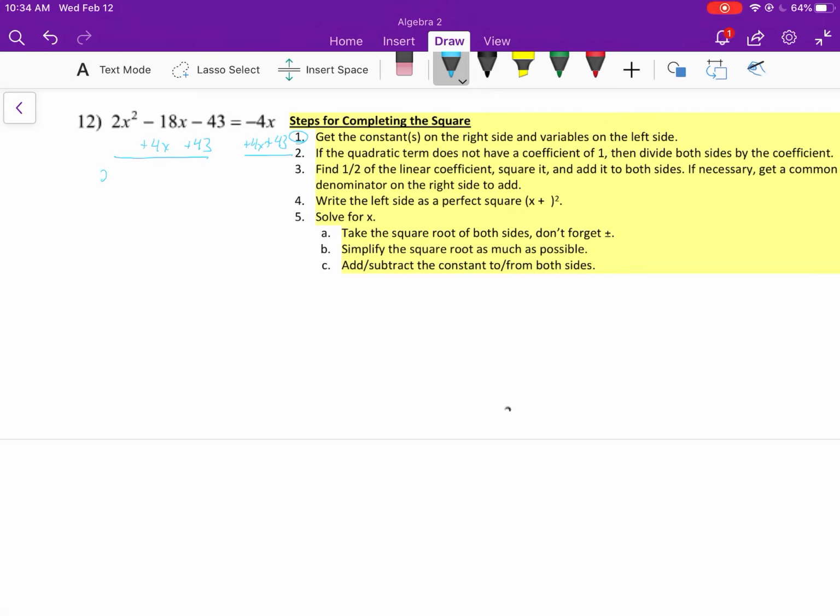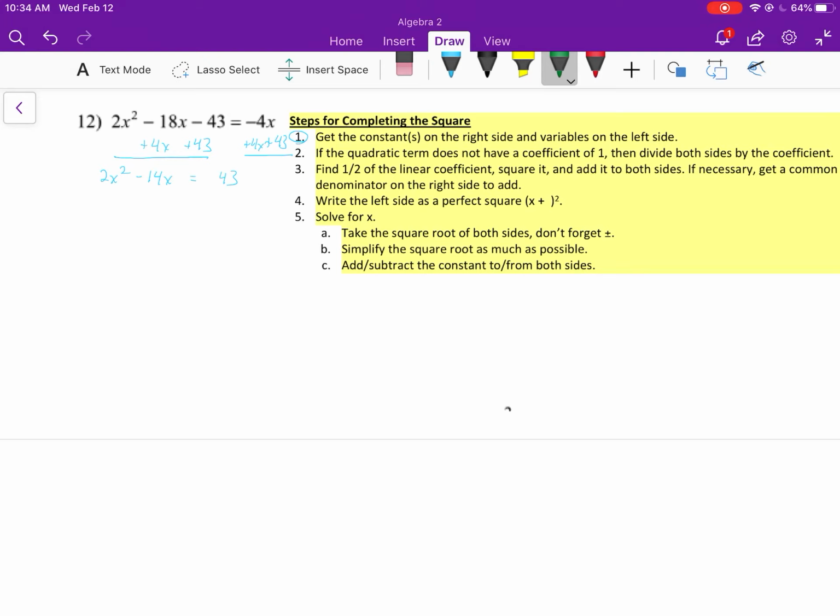which leaves me with 2x squared minus, negative 18 plus 4 is negative 14x equals 43 over here on the right side. So we did that, got the variables on the left side and the constants on the right side. Now what we need to do is go on to step 2.